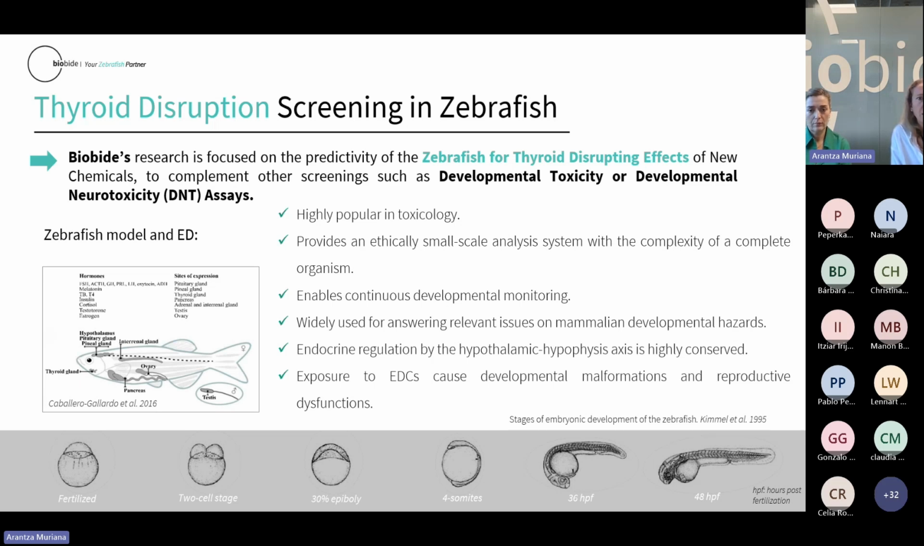It provides an ethical small-scale analysis system with the complexity of a complete organism. It enables continuous developmental monitoring. It is widely used for answering relevant issues on mammalian developmental hazards. It's also considered for endocrine regulation because the hypothalamus-hypophysis axis is highly conserved in humans and this model, and the exposure to EDCs causes developmental malformations and reproductive dysfunctions.